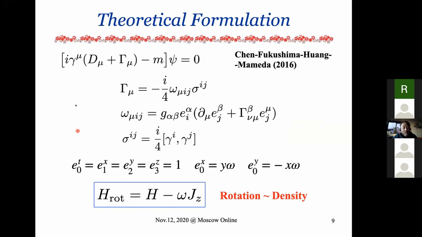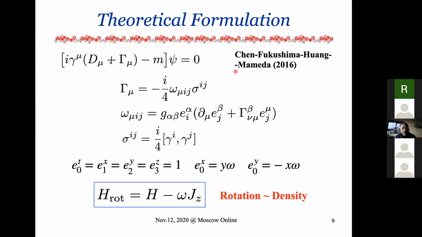If you want to compute this kind of physics, then what you should solve is just the Dirac equation in the rotating frame, as I told you, and that was formulated by this paper. The chairperson is one of the collaborators, and the next speaker, Kazuya, is also involved, and we studied this project related to the rotation from this paper.